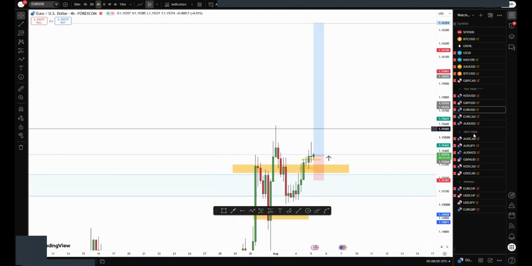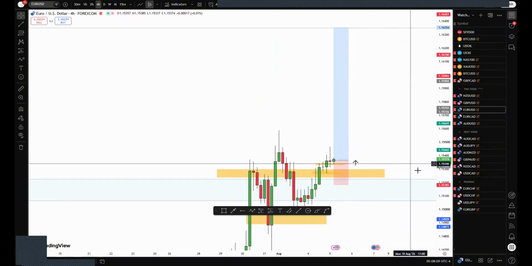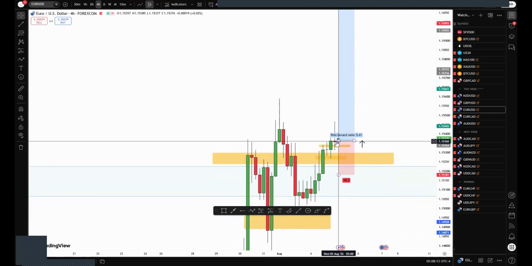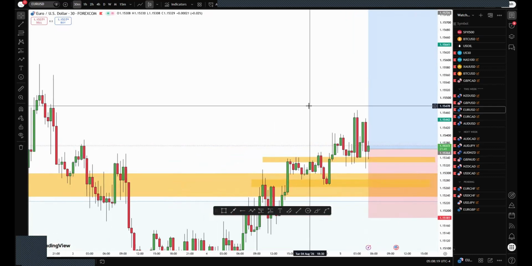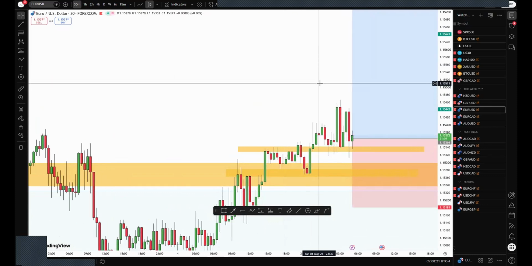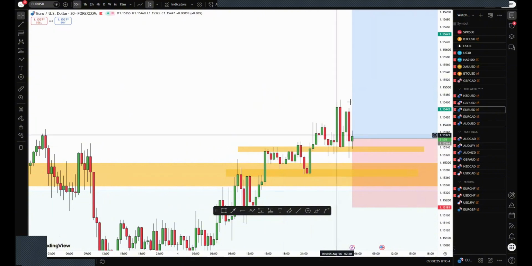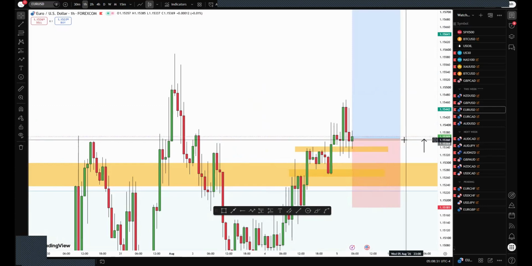Euro USD, you can see like now price is in both. And let's see the 30 minutes time frame. We kind of went bearish. Yeah, we are a bit bearish. The 1 hour time frame, we are also a bit bearish.